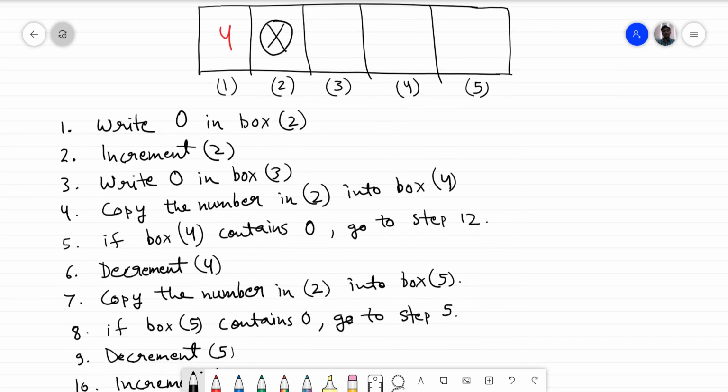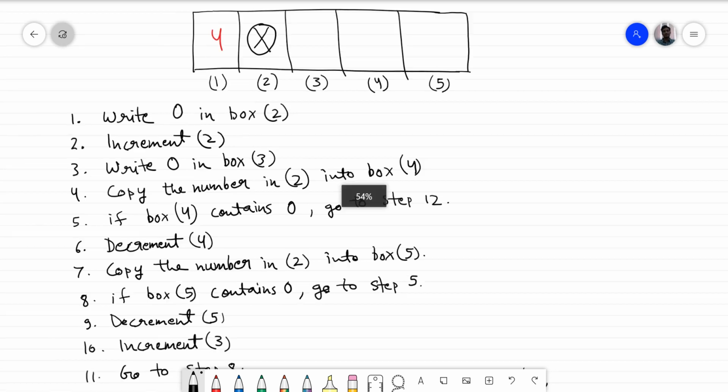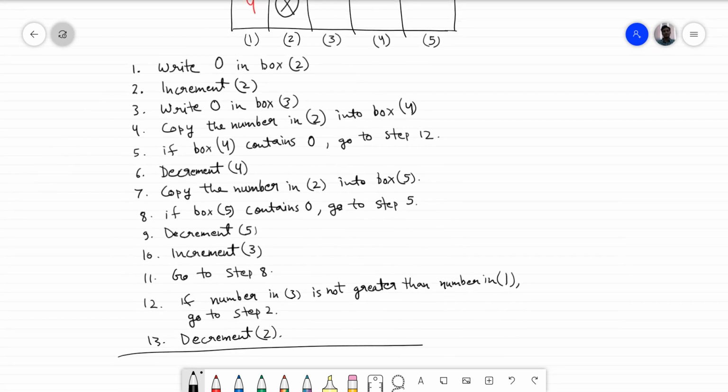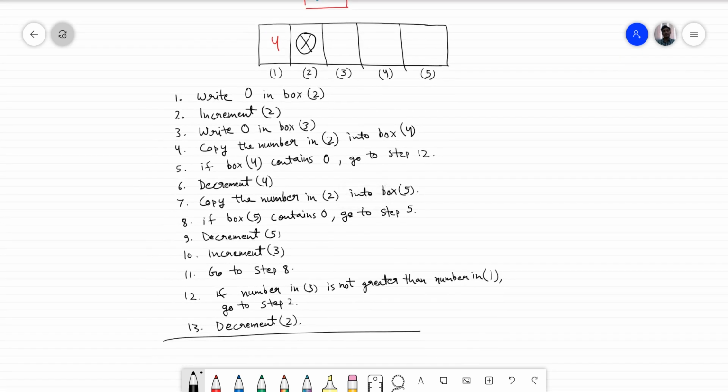Now you can see that these set of instructions don't make much sense, okay, when you look at them for the first time. But this is how a computer works. You can take an example, let's say 4 or 9. The smaller the number, the lesser time it will take for you to manually do this. So you can take 4 for example and do these steps, and you will see that you will get the square root of 4 in box 2 finally.